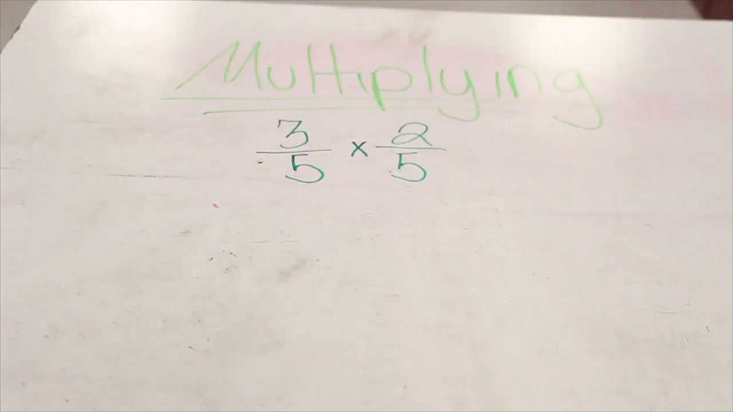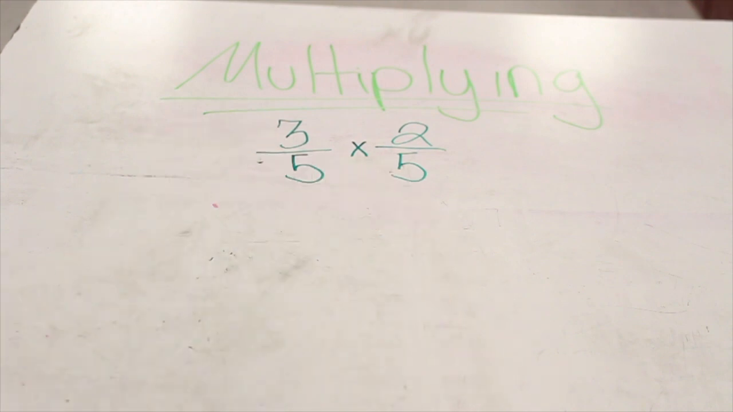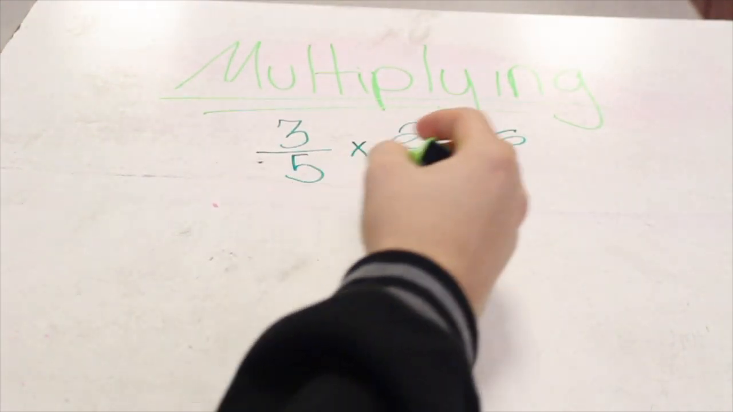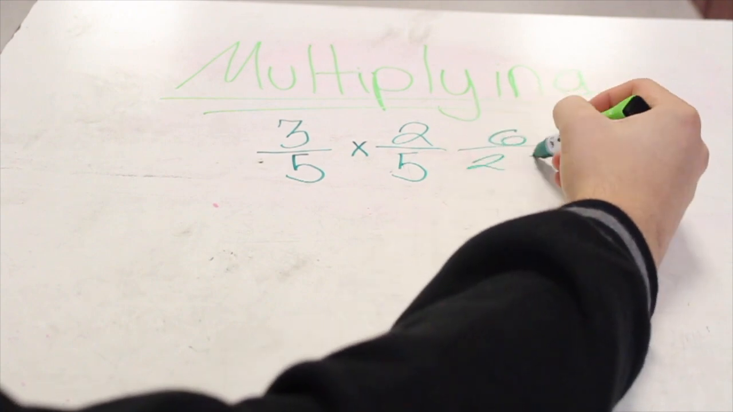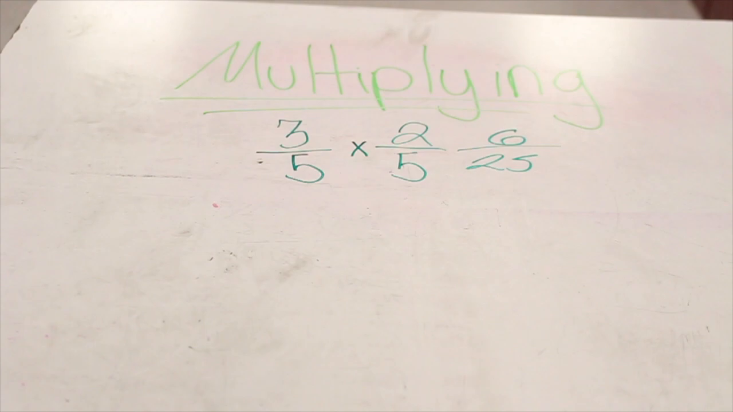The order when multiplying fractions does not matter. That means if you take these two fractions and flip them, you'll still get the same answer. Once you set up your fractions, all you have to do is multiply the numerator and the denominator straight across. So that means 3 times 2 is 6, 5 times 5 is 25. Write that fraction in simplest form.